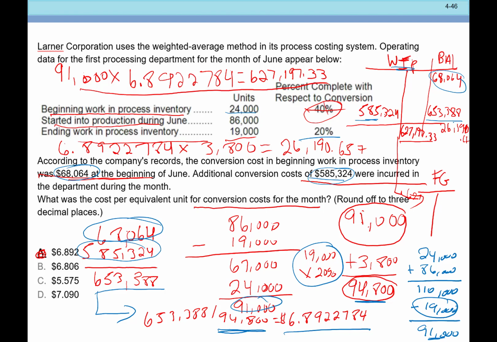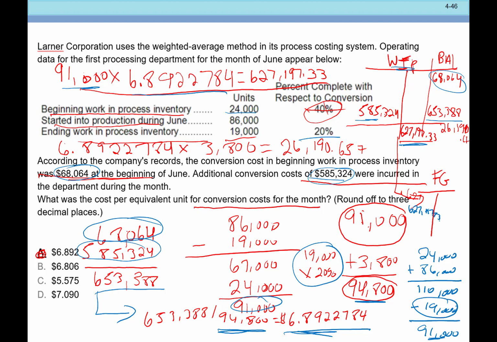Then we just get the cost of the units transferred out. How many units did we transfer out? 91,000. 91,000 times that big long number, cost per equivalent unit. That's the same number that I came up with down here. I multiply that by the 91,000 units we transferred out, and that gives me 627,197.33. That becomes the what? Credit to work in process, and the debit to what? Finished goods. By definition, if it comes out of work in process, it's going into finished goods, right?